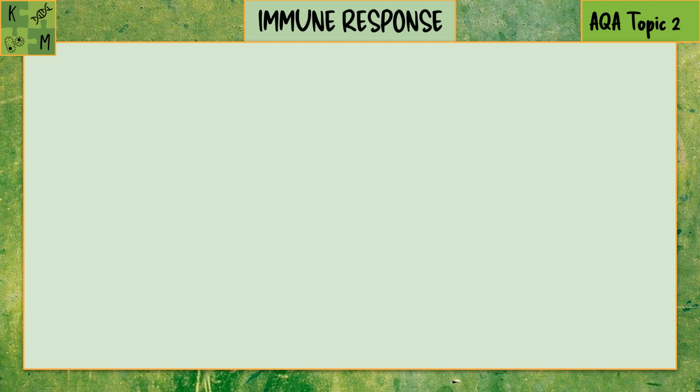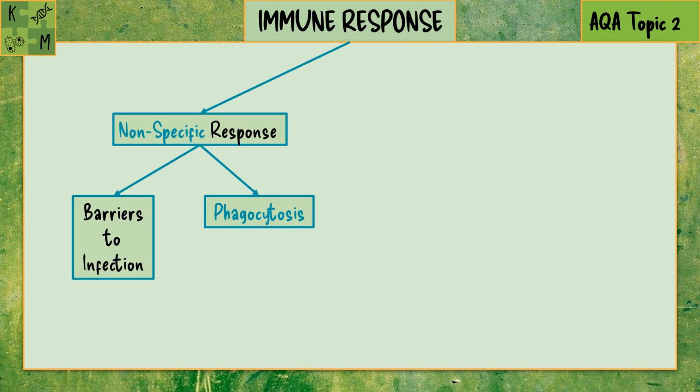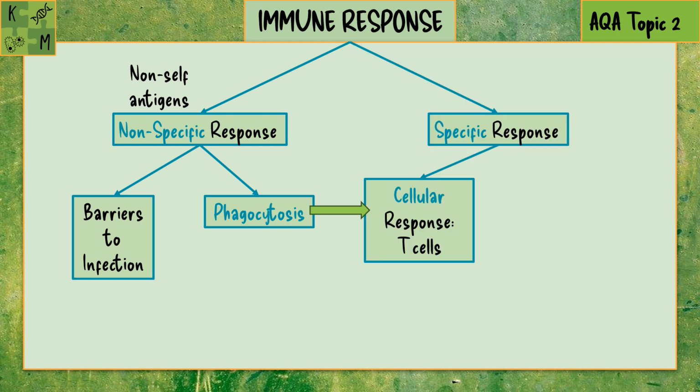So far, we've seen how phagocytosis forms part of the non-specific immune response, and therefore it targets any antigens that are identified as non-self. The final stage of phagocytosis resulted in the phagocyte becoming an antigen-presenting cell, and this now activates the cellular response, which is specific and therefore targets the antigen that has been presented.